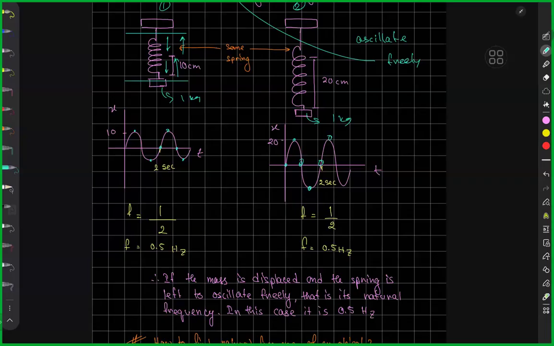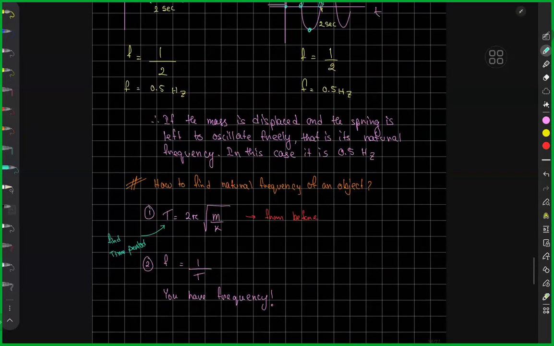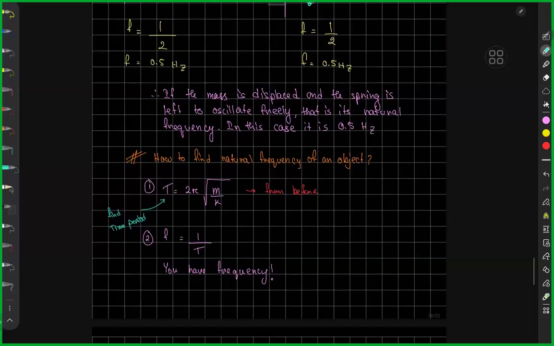Every object has a certain natural frequency. It doesn't matter how much you displace it by. And you will ask me right now, what is the natural frequency? How do I find it? Depends on what system you're working with. You're working with a mass and spring system, or you're working with a pendulum system. It differs. So if you watch those two videos, you will understand how to find the time period.